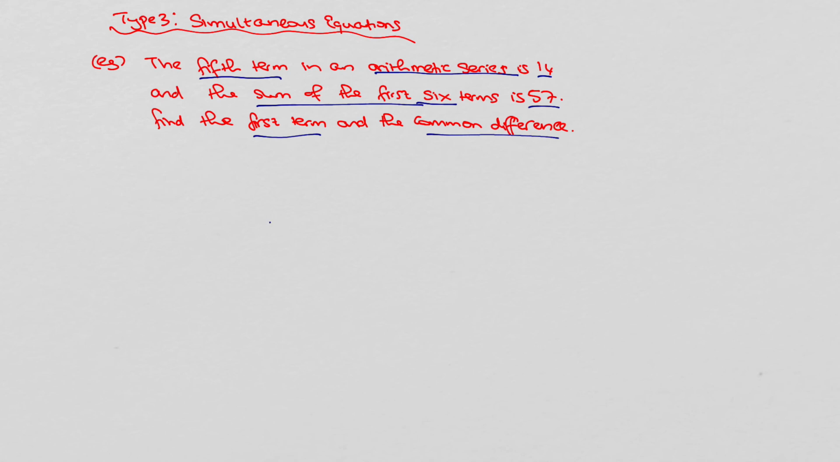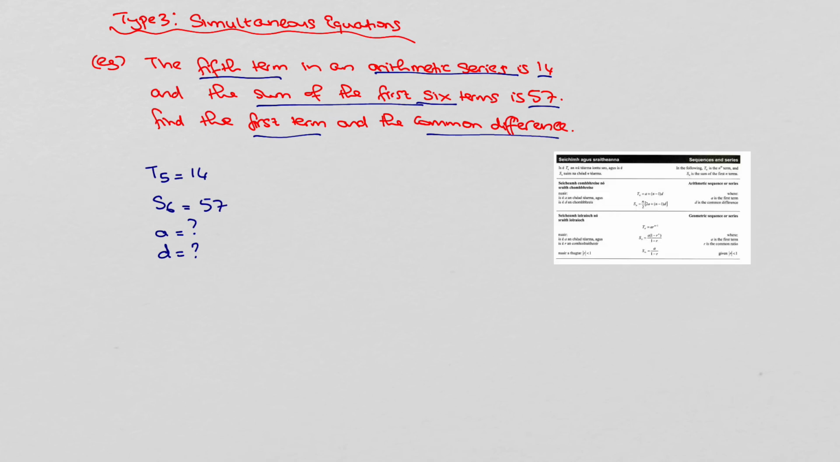So it's arithmetic, so we write down T5, the fifth term, is 14. The sum of the first 6 terms, S6, is equal to 57. And we want a, the first term, and d, the common difference. So we need to go to our tables, again page 22. We're going to be using our two formulas, our general term and our sum to n terms. So we write down T of n is equal to a plus n minus 1 times d.